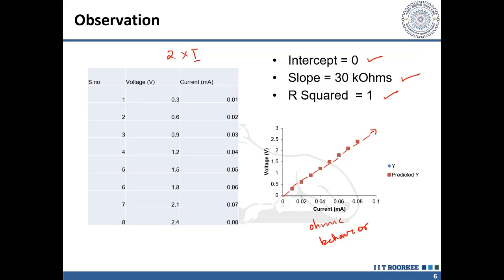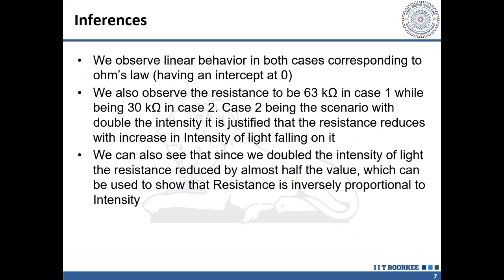Inferences. We observe linear behavior in both cases corresponding to Ohm's law. They have an intercept almost at 0. We saw in both cases the graphs were linear and almost touching 0. We also observe the resistance to be almost 63 kilo ohms in case 1, it's not accurate, while being 30 kilo ohms in case 2. There is an error associated with this, of course.